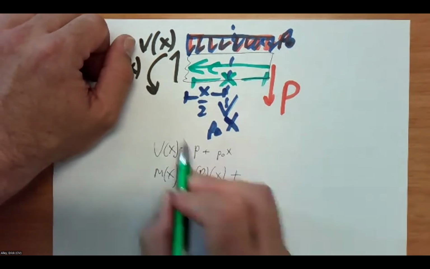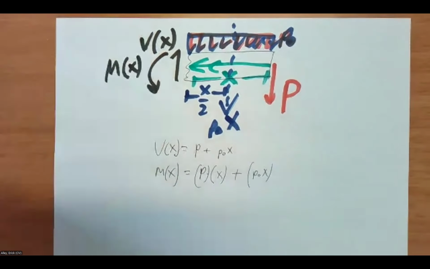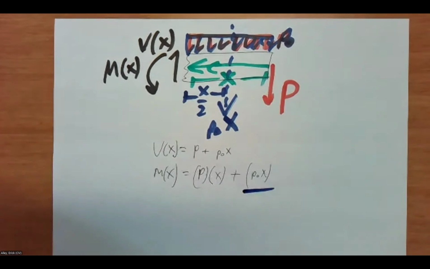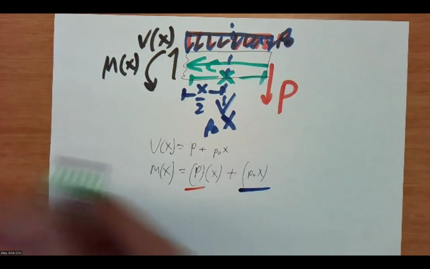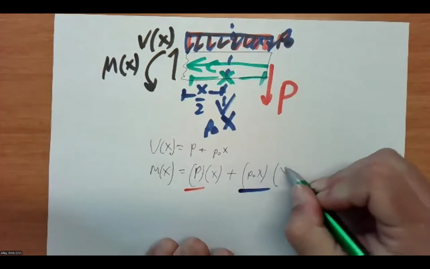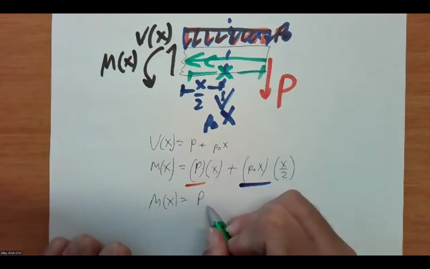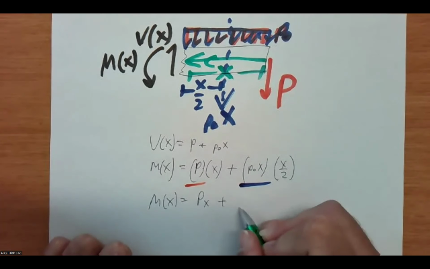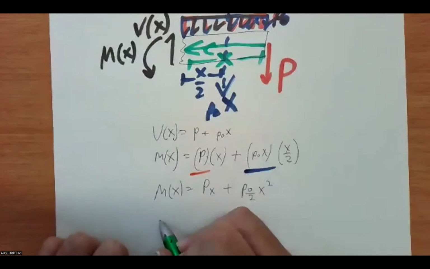All right. And then I've also got my blue force, P naught X. So I've got the blue one here, and the red one here. And then my moment arm on the blue one is going to be half of X. So M of X, we're going to get big P X plus P naught over 2 X squared, right?